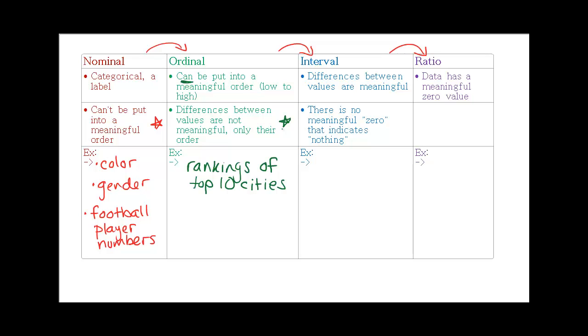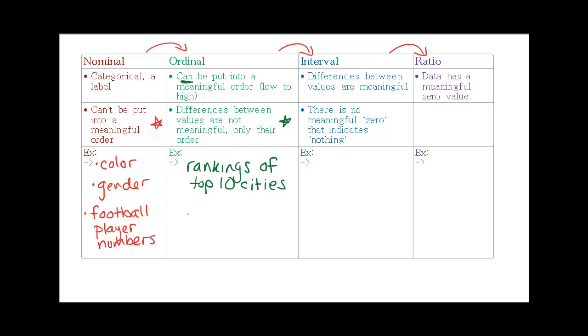So if we looked at the rankings of the top 10 cities, city number 1 and city number 4, well, we know that number 1 is supposed to be better than number 4, but that difference of 3 doesn't really tell us anything. There's no description or units of how good the city is based upon those rankings.